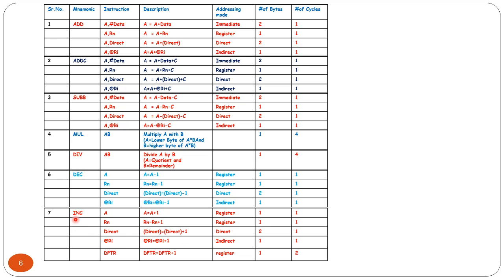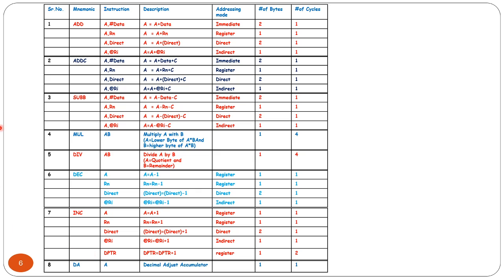This is increment INC @Ri. So this Ri now gives the address of memory indirectly, the content of the memory location pointed to by Ri is incremented by 1. So this Ri will indirectly point to the address of the memory location. INC DPTR, data pointer register incremented by 1. DPTR will be DPTR plus 1, register addressing, 2 machine cycles required to execute it.